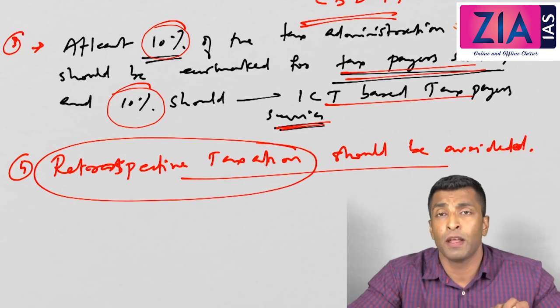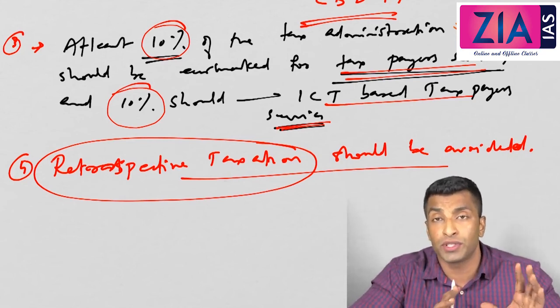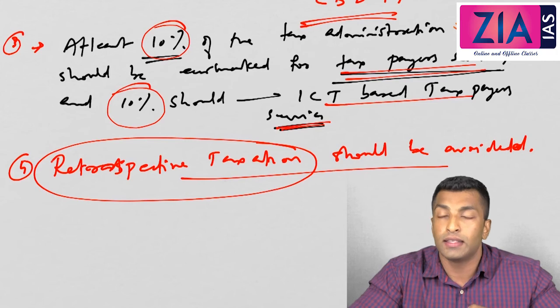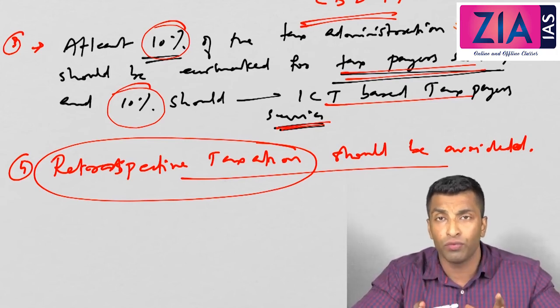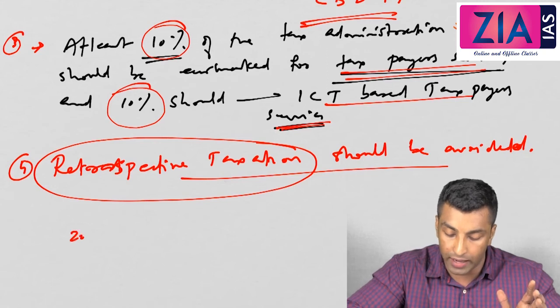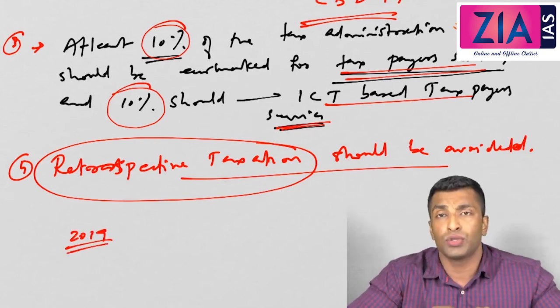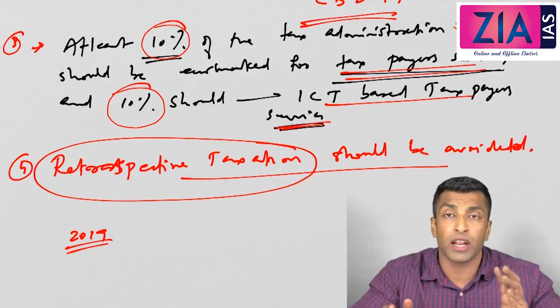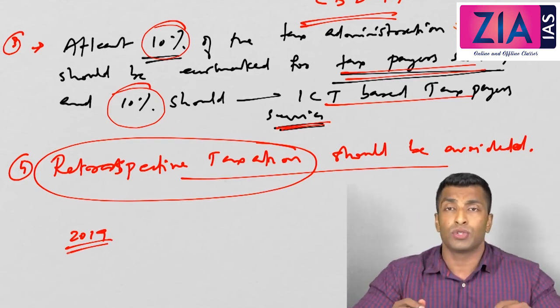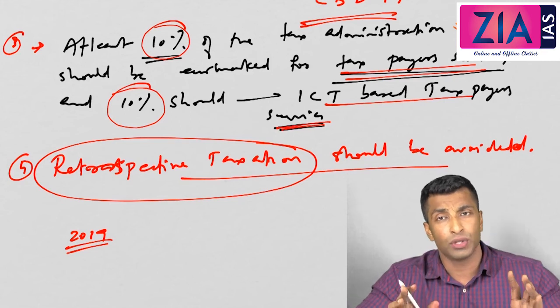Retrospective taxation means you are taxing the old proceedings based on a new law. See, that is not acceptable and not allowed also. You have a new law which came in, let's suppose, 2020. So the transactions which you have done in 2017, 18 cannot be taxed ideally, okay? So there were some controversies in 2016.